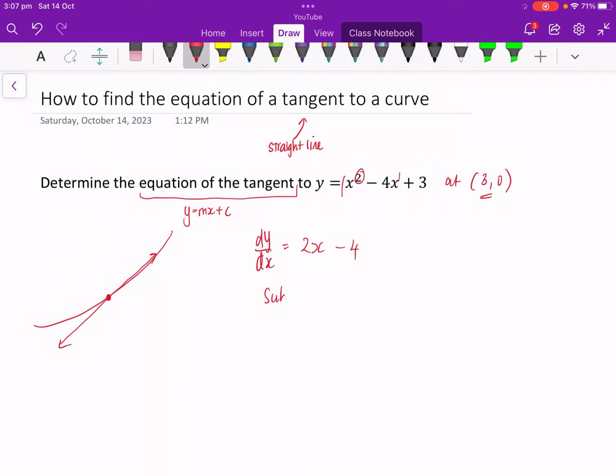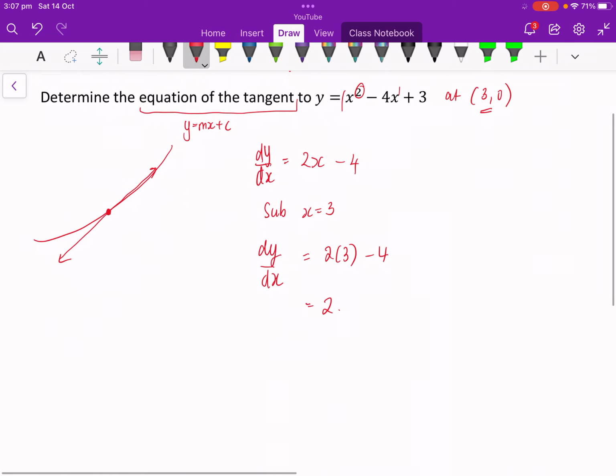Let's sub x equals 3. That means the gradient, or dy/dx, at this point is 2 times 3, take 4. 6 take 4 is 2. So that means because this point has a gradient of 2, our equation will also have a gradient of 2. So y equals 2x plus c.